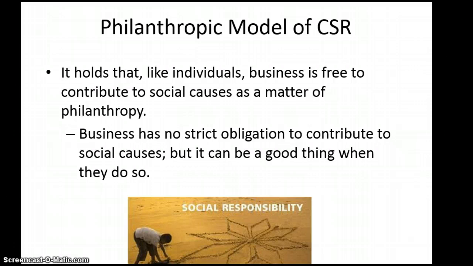This might be an instance where a business donates money to charity, sponsors a local youth sports team, or does other sorts of food drives, canned food drives, or blood drives, etc.